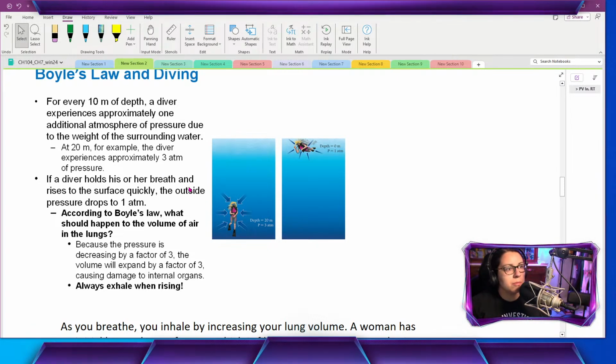But the other issue is really all the gases dissolved, which cause issues. You have some nitrogen dissolved in your blood as well. And of course, there's oxygen. And of course, when you're diving, all of that gas is compressed. And so if you rise too quickly, again, that gas can bubble out and cause damage to internal organs.